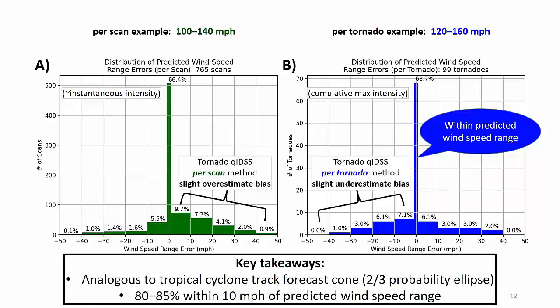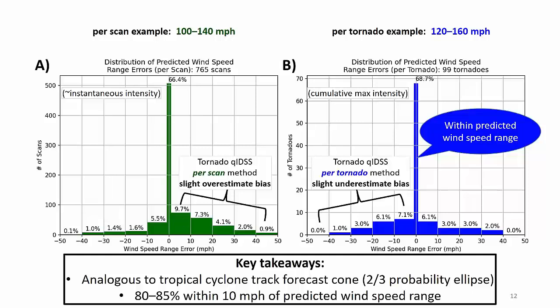We then noticed that with this sort of instantaneous or per scan method, it tended to have just an ever so slight overestimate bias based on what was actually observed based on damage at the ground. So if we had a predicted wind speed range of 100 to 140 and you had damage verifying at the ground of 95 miles an hour, which would be lower end F1, you would fall within this 0 to positive 10 mile an hour overestimate bin right here.